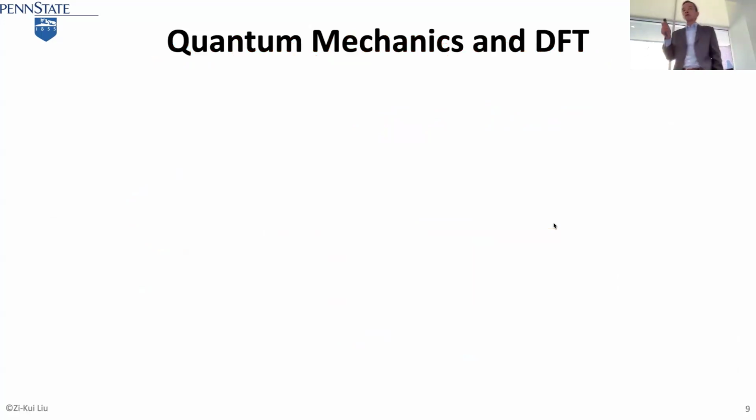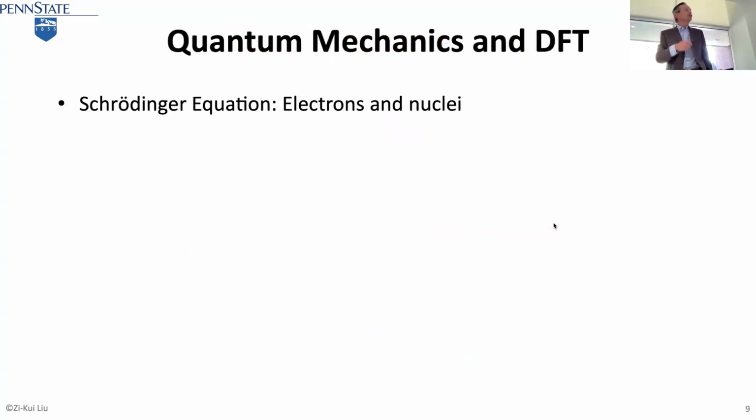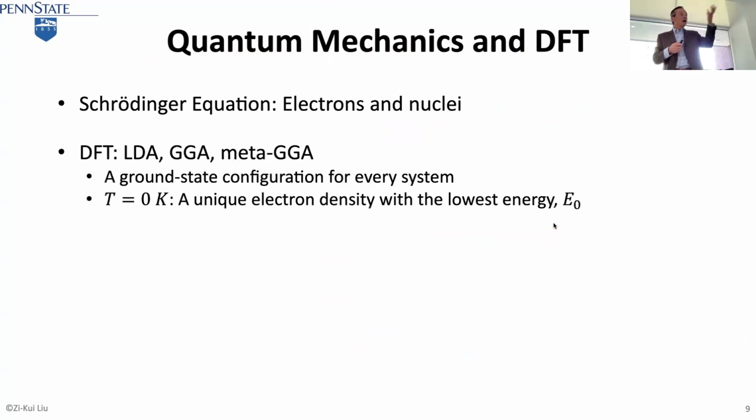Okay, so quantum mechanics gives you just one slide. It shows the equation, which is about electrons and nuclei, and it was solved in the 1960s theoretically, but the really solved was actually in the 1980s or 90s.